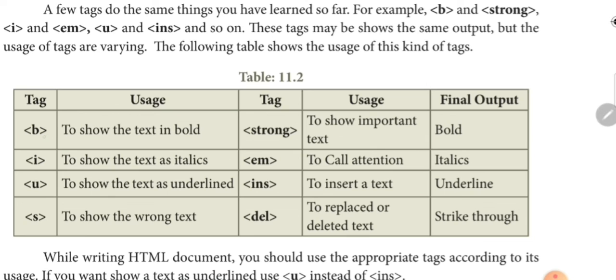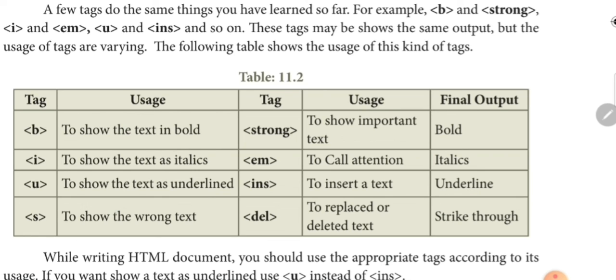The first one is bold, to show the text in bold. More or less similar is strong also. Next one is italic. Here the text will be italic for you. And the next similar tag for italic is emphasized, to call attention. So it is also italic. And next one is underline, to show the text underlined. And a similar tag is insert, to insert a text; that here also will be underlined for you.